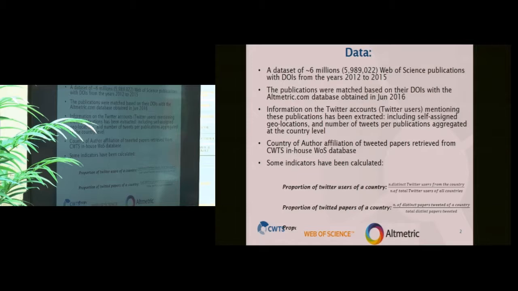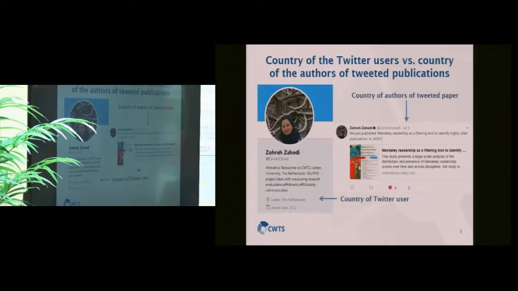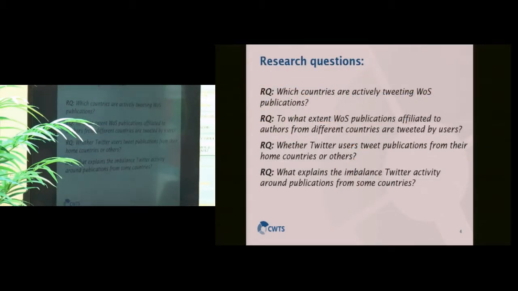And the country of author affiliation of these publications was retrieved from the in-house Web of Science database. And we also calculated some indicators such as proportion of Twitter users, proportion of tweeted publications, and proportion of tweets across these countries. And with the country of Twitter user, we mean this. So you can see it on the left side of this slide. Altmetric.com does a good job in extracting the self-assigned geolocations of Twitter users. And with the country of authors of tweeted papers, we mean the country of author affiliation that we retrieve via Web of Science.